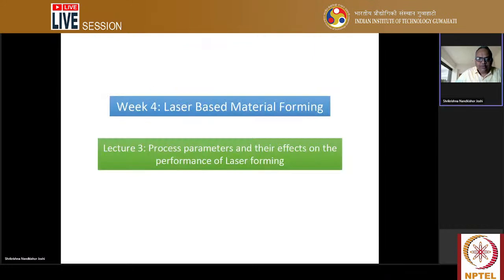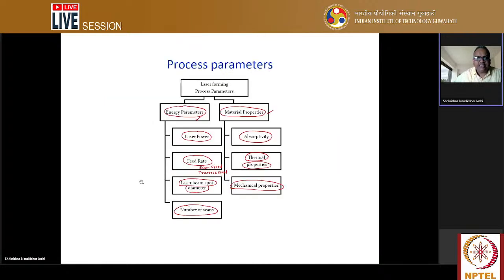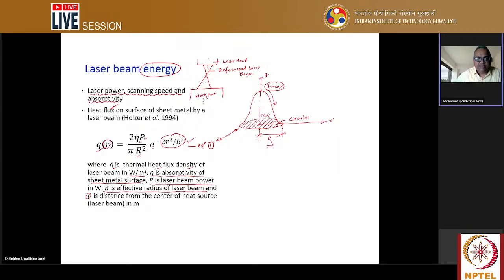In the next lecture of week 4, we have seen process parameters and their effects on the performance of laser forming. Gaussian beam distribution, which is very useful and very common as far as laser forming is concerned. This distribution is not only used for analytical or numerical analysis of laser forming. It can also be used for laser-based welding operations, as well as machining operations.